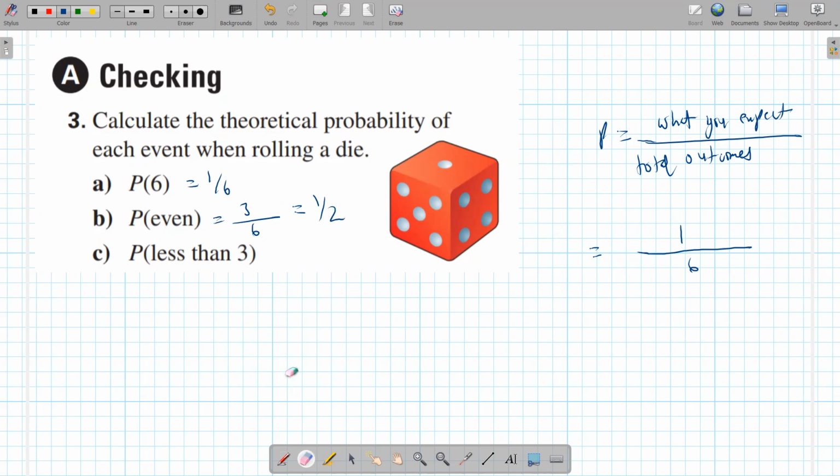What about the last one? Less than 3. So again, we know there's going to be 6 total. How many of them are less than 3? 2, right? 1 and 2. And what does 2 over 6 reduce to?